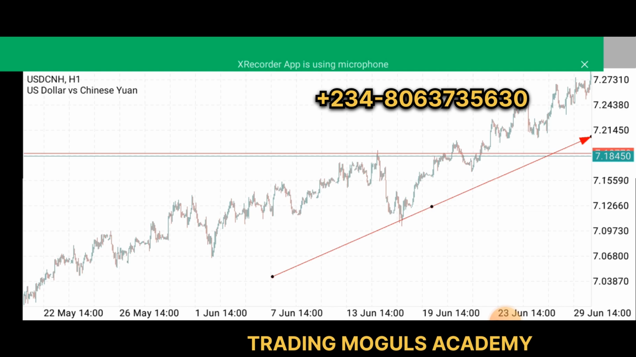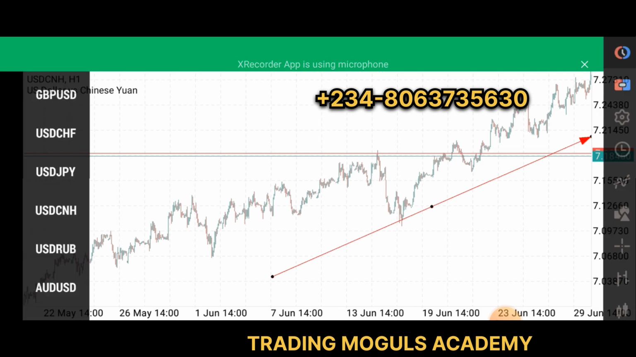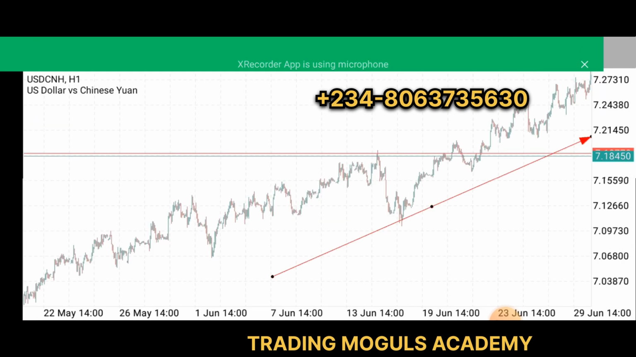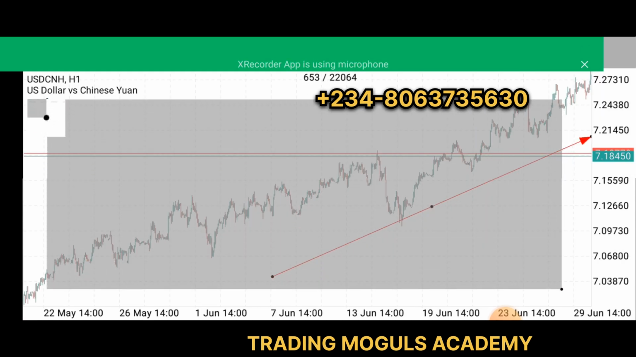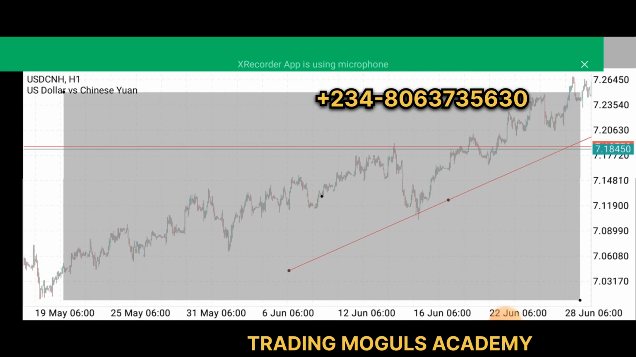You don't need to start looking for weak rejections. You don't need to start looking for supply and demand, because when you begin to apply those things, that is when emotions will take over you. So when you look at this circle here, you can clearly see that this is actually in an uptrend. And at this point, you don't need anyone to tell you anything. You just need to buy.